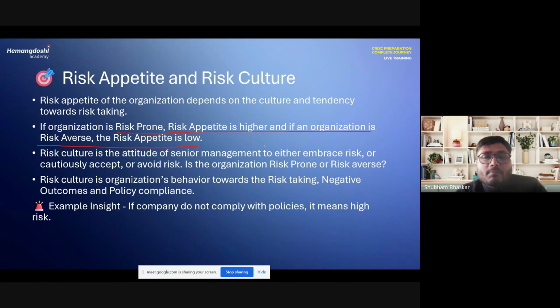Now, what is the example here? The example is that if you do not comply with a policy, it's a high risk, right? You tell staff to do X, Y, Z, and nobody does anything. That means it's a high risk.